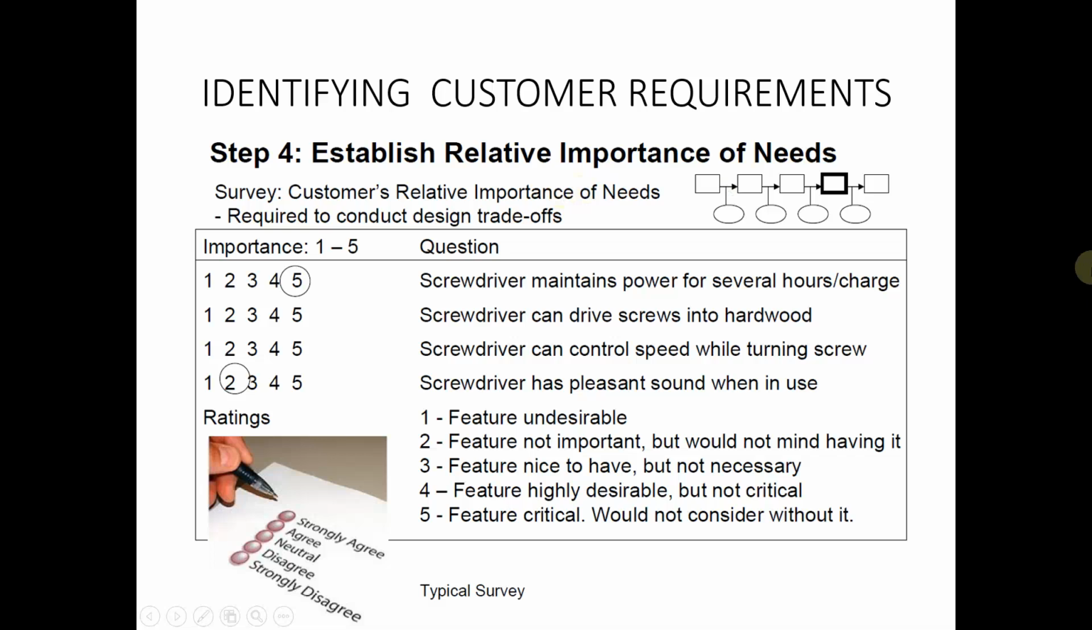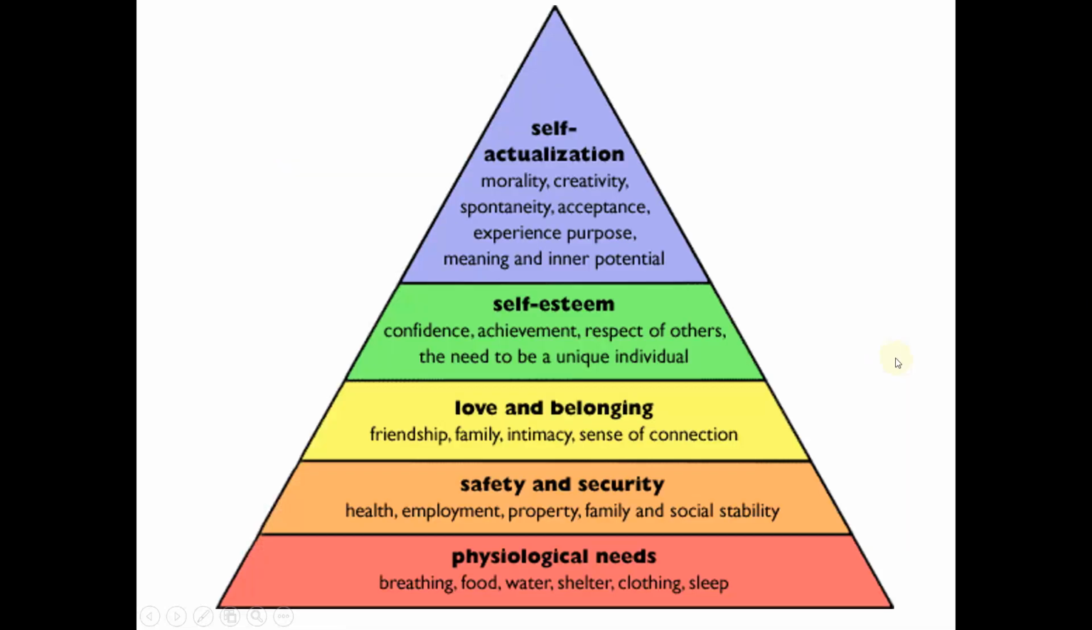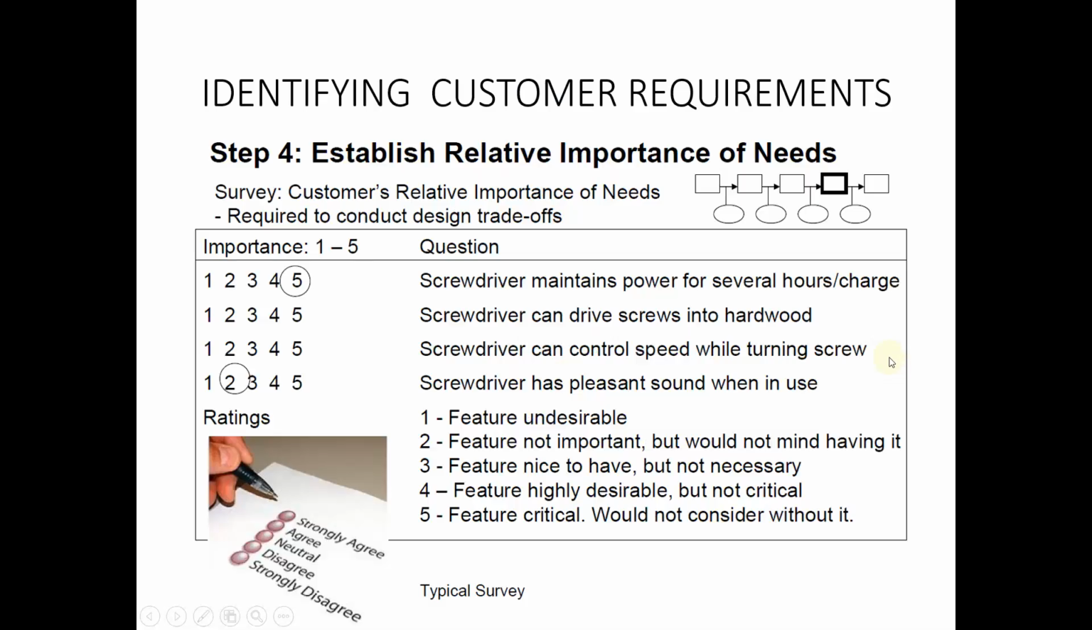Next, after identifying those requirements and assigning priorities to them, establish the relative importance of needs. We may have a number of needs or requirements, and you need to categorize them according to their relative importance. Here the importance is scaled from 1 to 5, and the scaling is mentioned here.